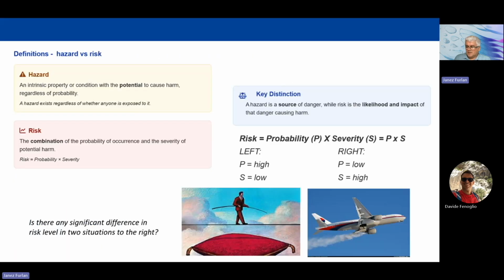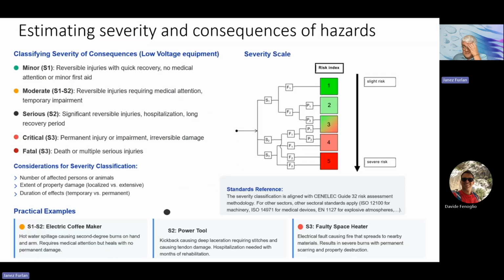While on the right side, we have a completely different situation, where the probability that the motor will stop working on the airplane is very low. Technically, it's very low, but the severity of the consequences could be very high, because the airplane may land hard or maybe even fall down from high altitude, causing fatal risk. So generally, when we multiply the two parameters, we can see now that the risk is nearly the same. It may sound strange, but it is not.